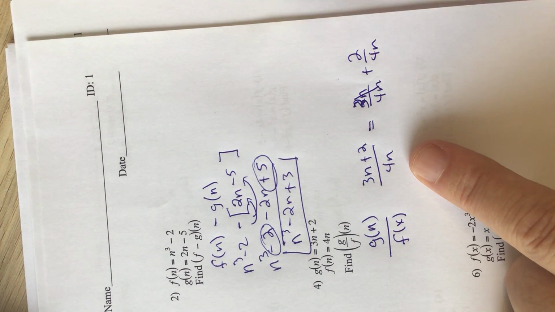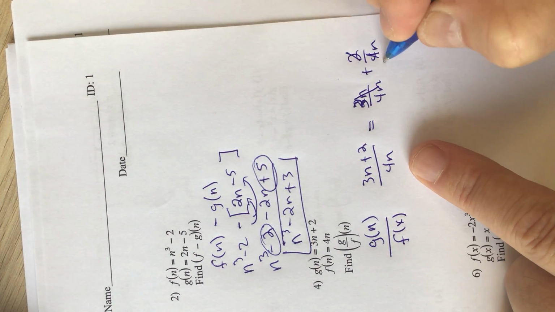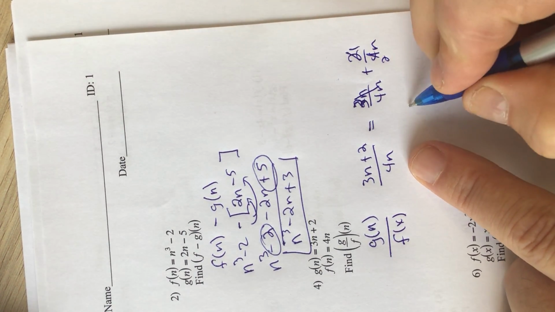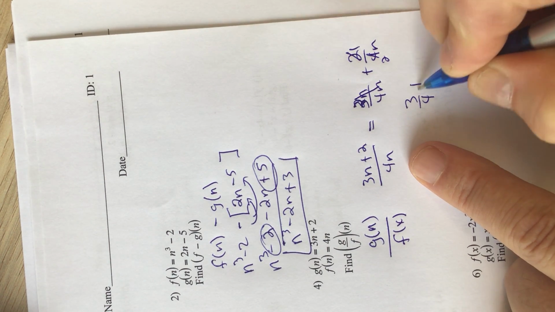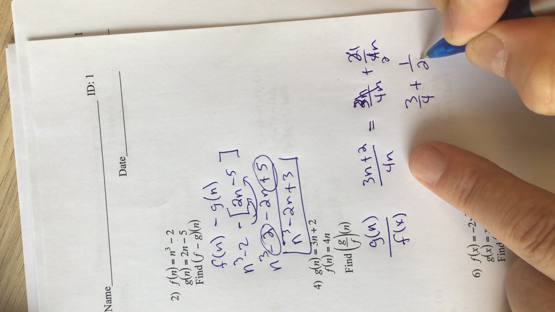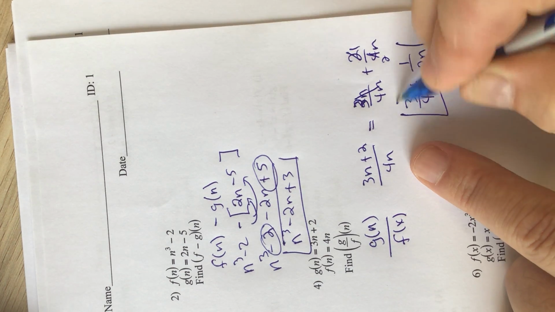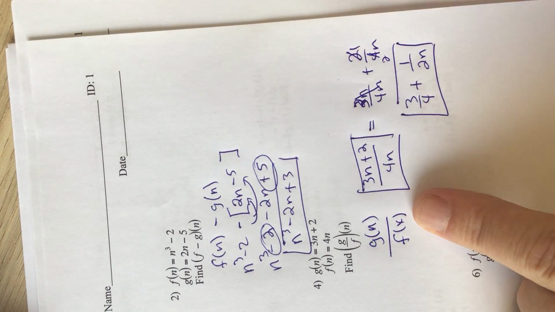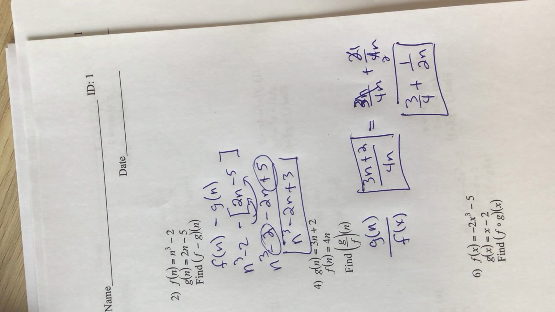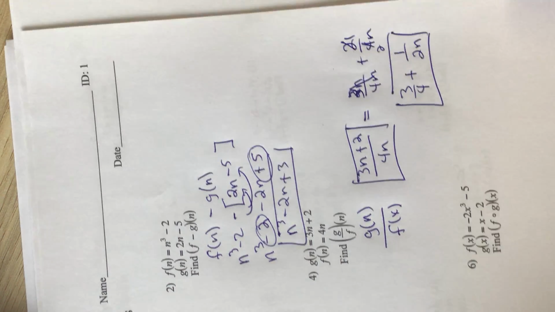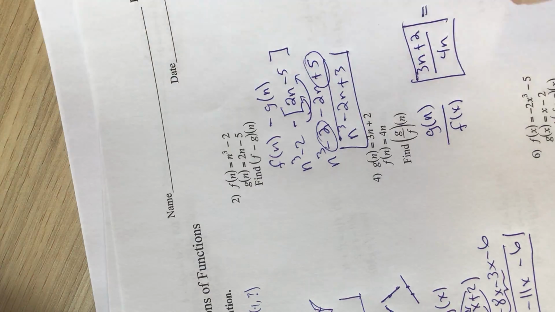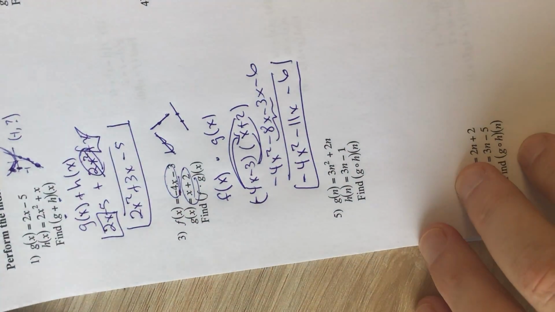Here the n's cancel out. Here the 2 can reduce it a little bit. So maybe it would be 3/4 plus 1 over 2n. That would be okay. Either one of those would be all right. So no big deal on the first four: add, subtract, multiply, divide. But the next ones are a different notation.